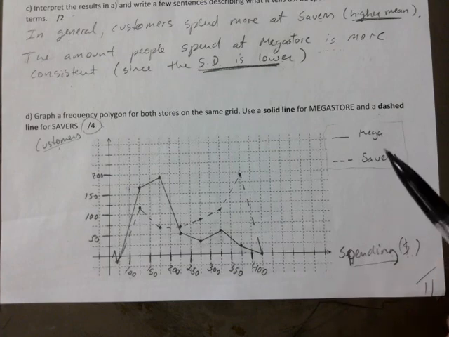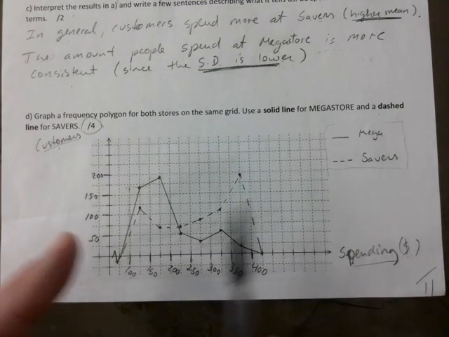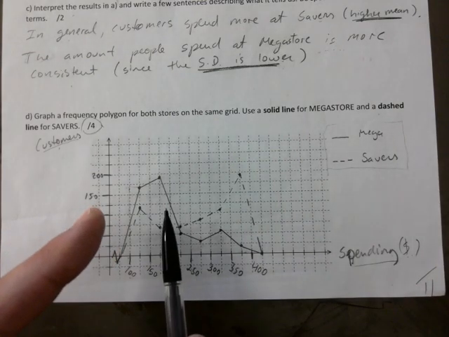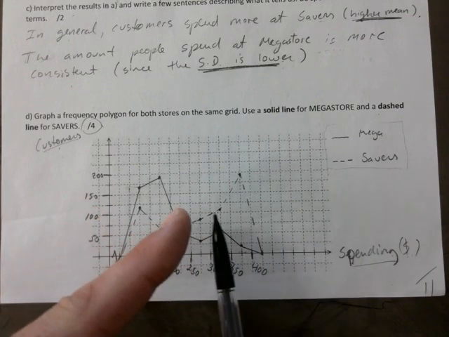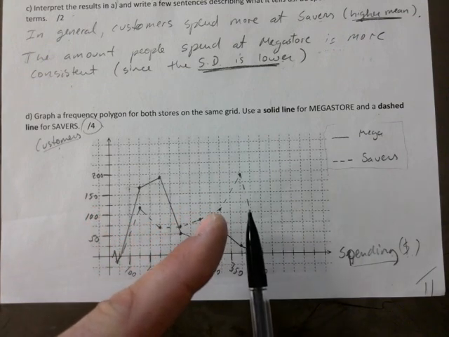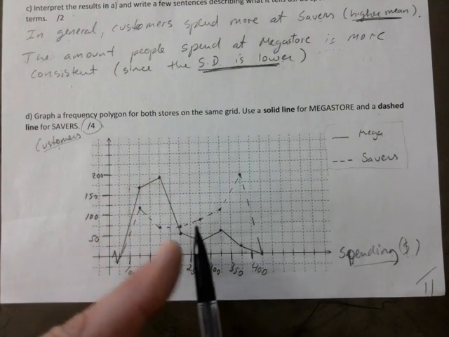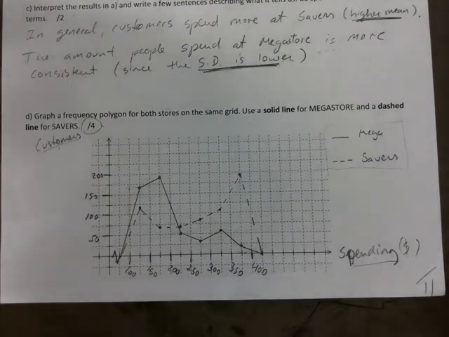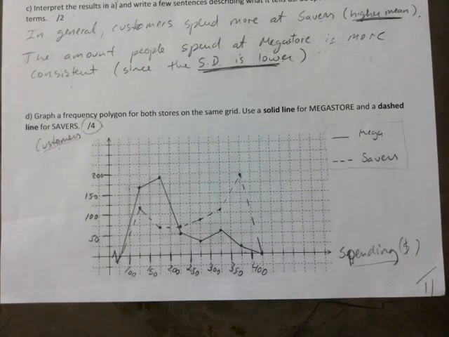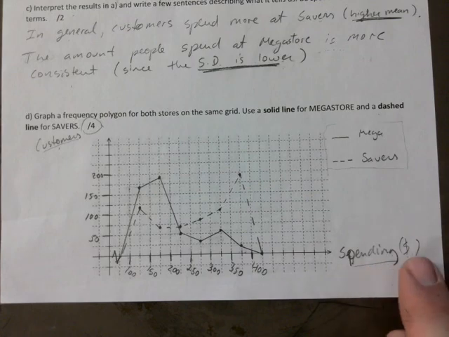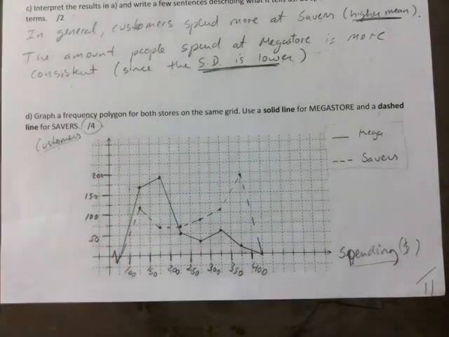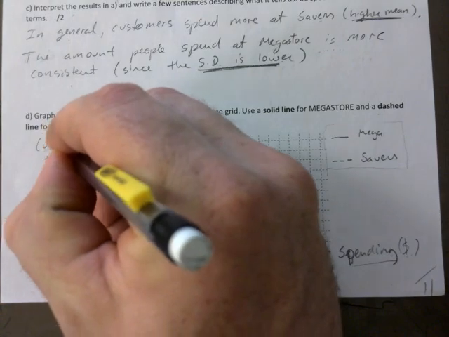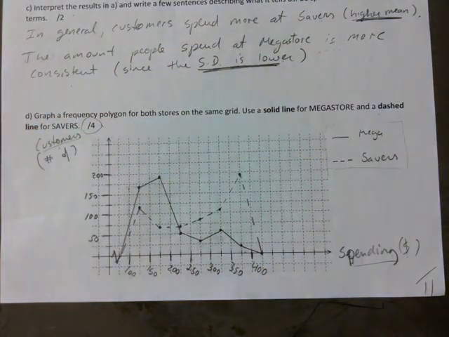And you can tell that Megastore is on the lower end, and Savers is on the higher end, the spending, right? It's almost like opposite effects there. So that's kind of what I was trying to do when I came up with those numbers. Okay. You should have spending in dollars, and here you should have number of customers. I'm being picky with you, so my key should also have that, right? So number of customers, spending.